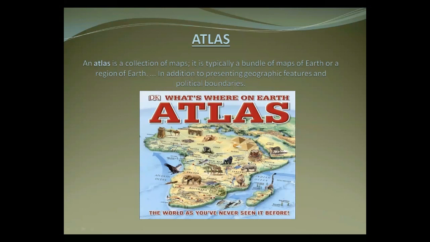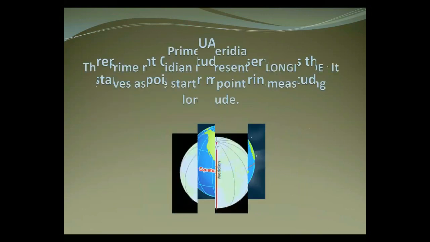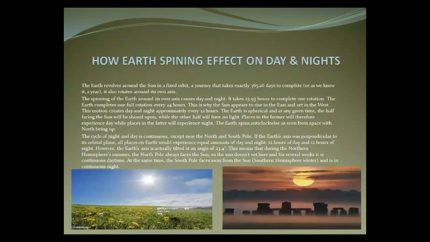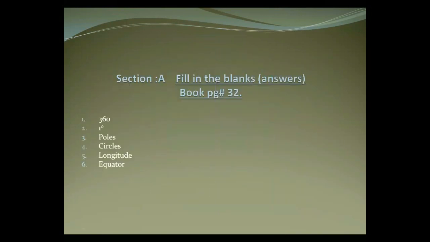And the next topic is atlas and globe, which we have discussed. Now I'm going to show the answers of yesterday's exercises which you have done. First of all, I'm going to share the first book, page number 32. The blanks are given on this page. I just want to share the answers of all blanks. I'm going to read all the blanks in order to better understand the answers of the blanks.